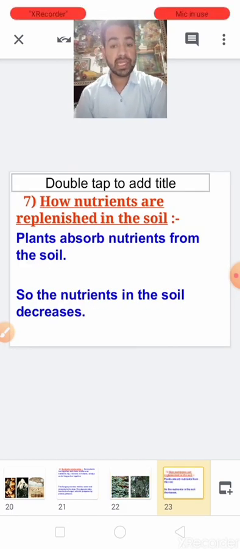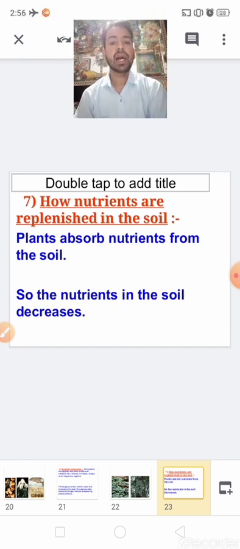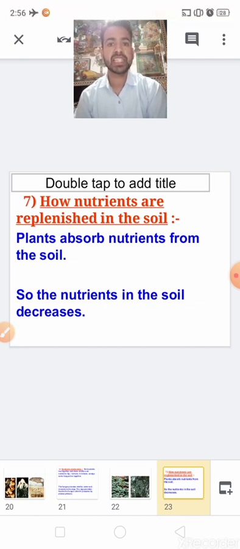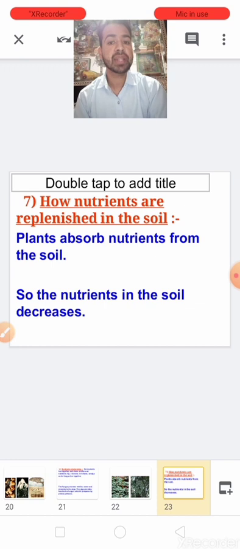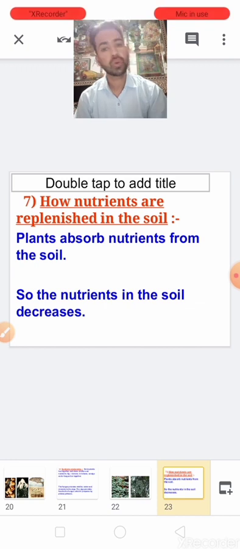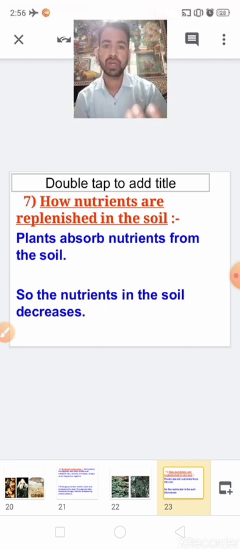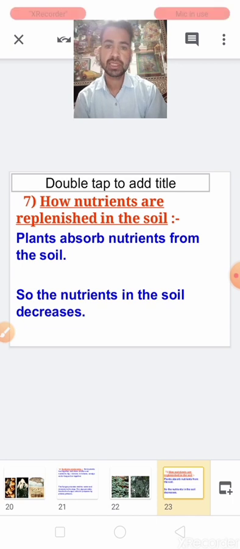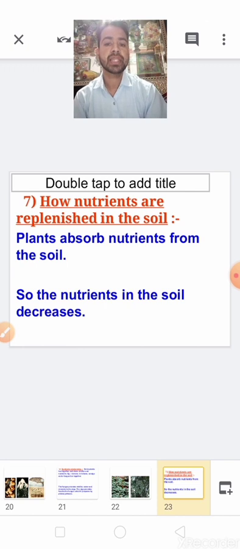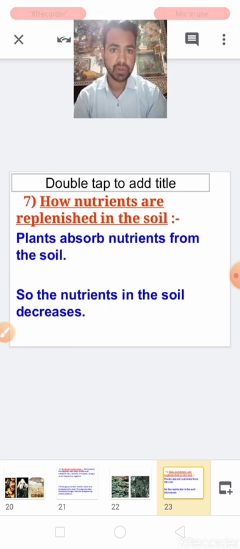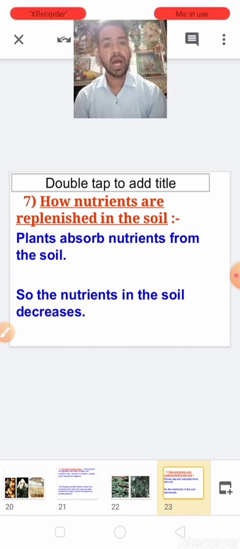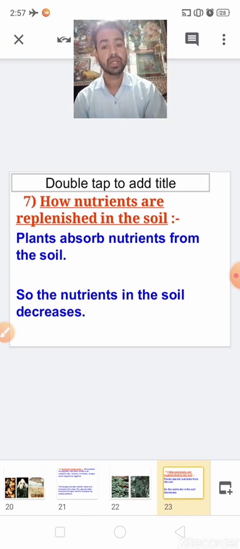Now children, the next topic of the chapter is how nutrients are replenished in the soil. Replenished means how the nutrients are restored in the soil. We know very well that plants grow in the soil. When the plants grow from the soil, they take minerals and nutrients from the soil, and in this way the nutrients in the soil decrease. So the main thing here is how the soil can restore its nutrients.